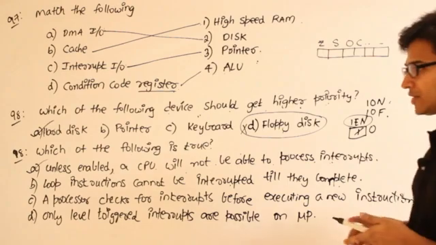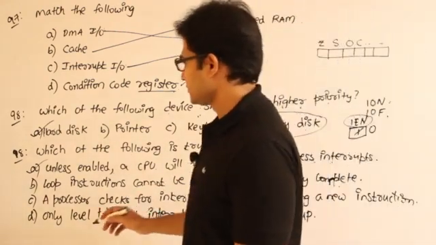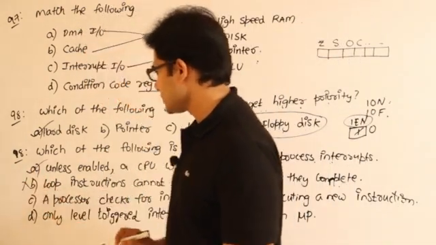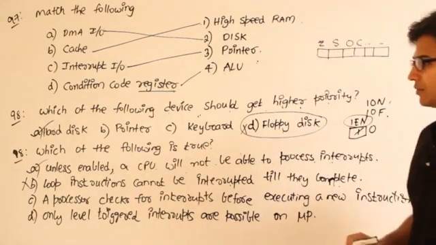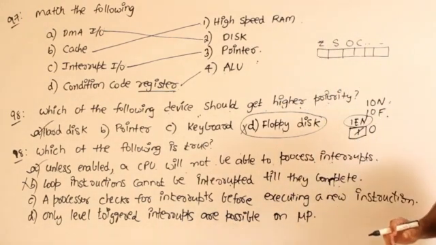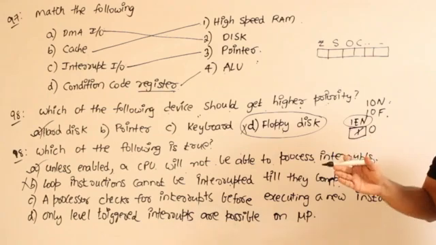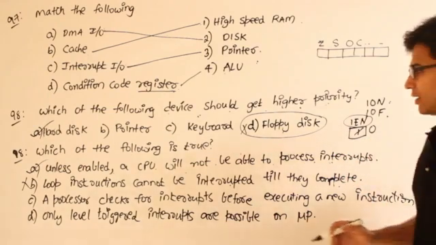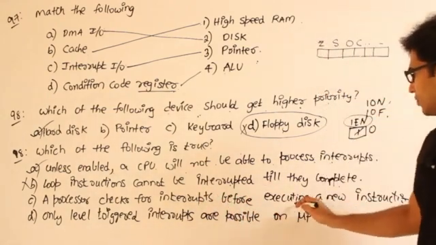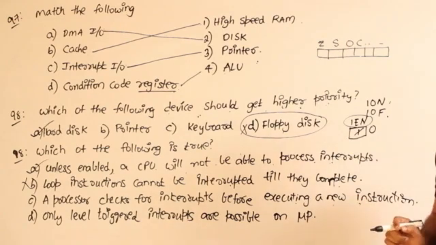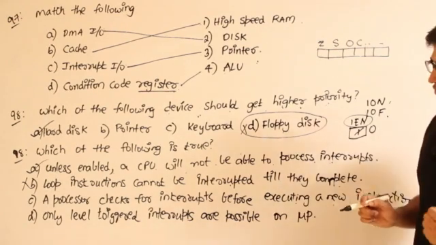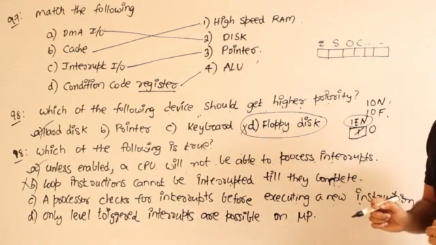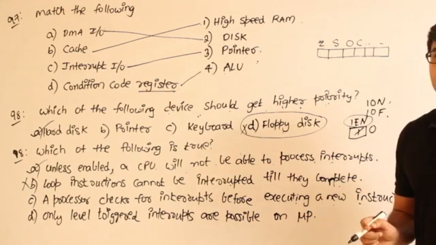Therefore, loop instructions, this is false. Loop instructions will not be taken as a unit when you come to interrupts. A complete instruction cycle will be taken as a unit. Next: a processor checks for interrupts before executing a new instruction. It is false. The processor will check for interrupts before fetching a new instruction, not before executing it.